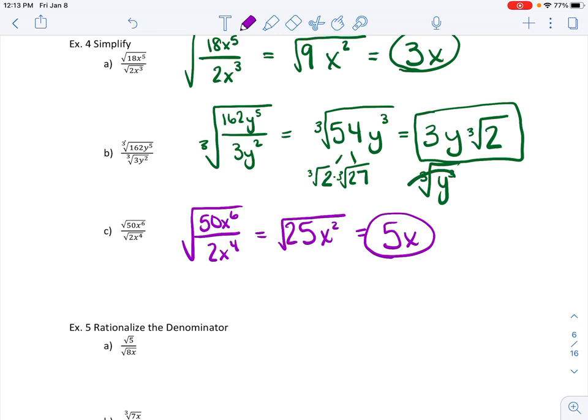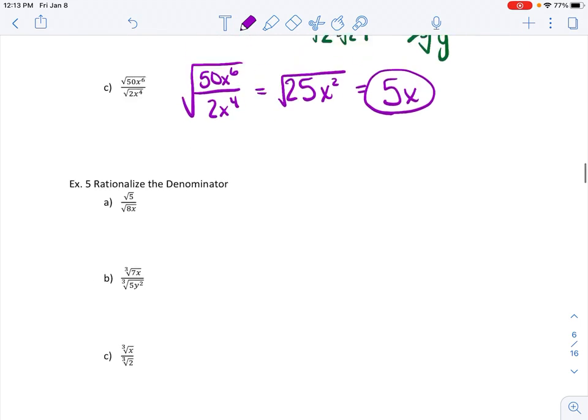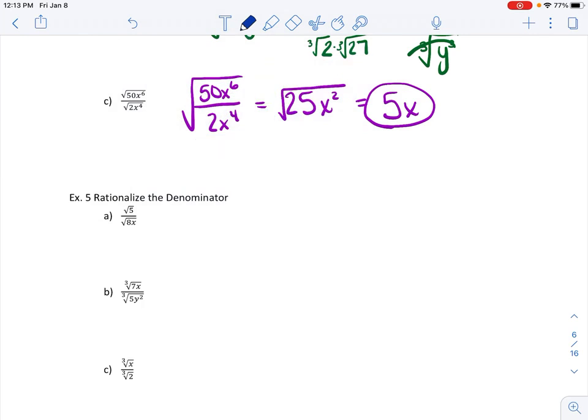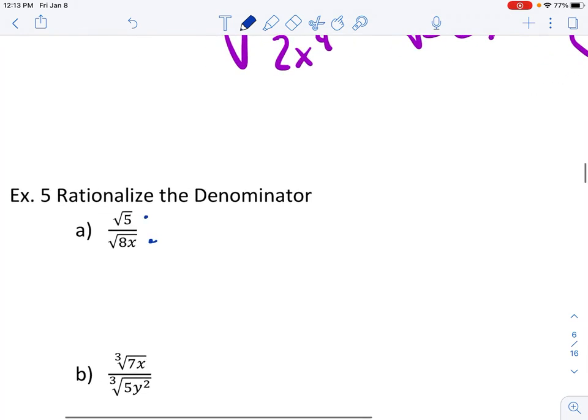Okay? And then we have one more type of problems. This first one is actually pretty easy, and then the following ones we kind of mix it up a little bit. So the first one, you can simply rationalize the denominator by multiplying both the numerator and the denominator by the square root of 8x. This works for square root type problems. If you get cubed root or fourth root, we have to work with those differently.